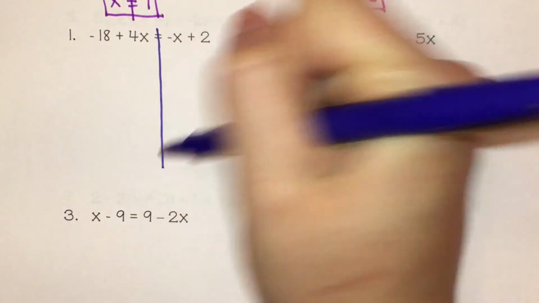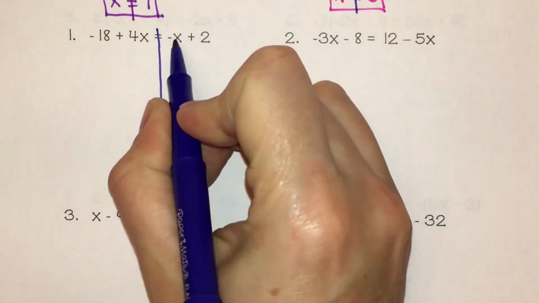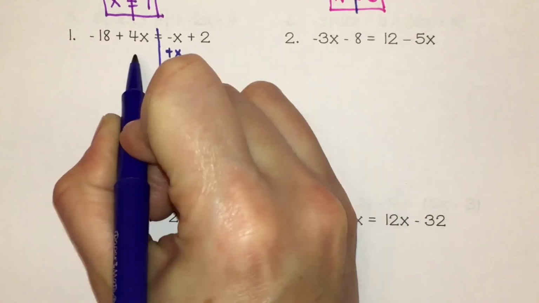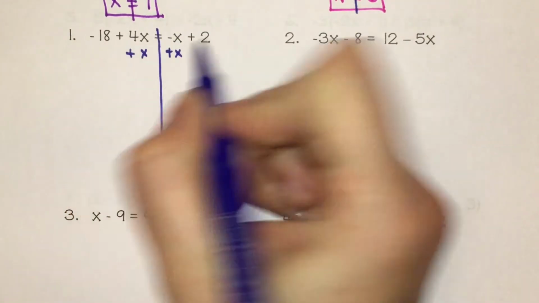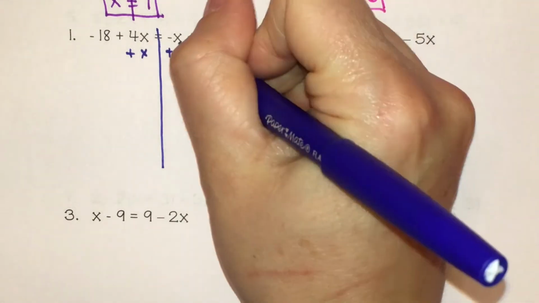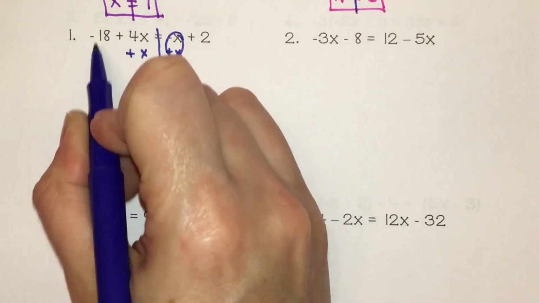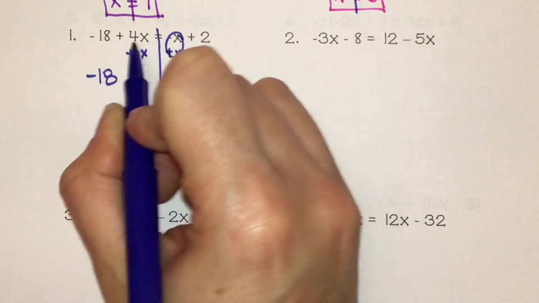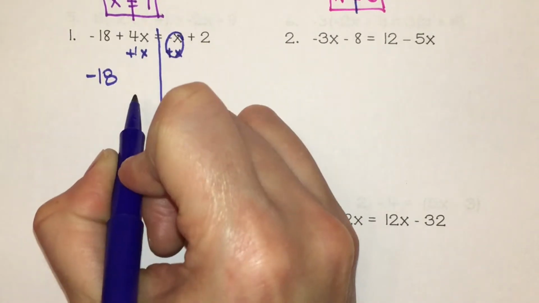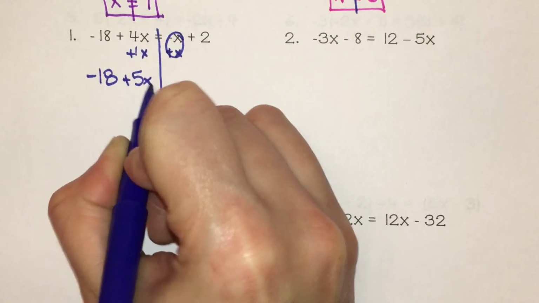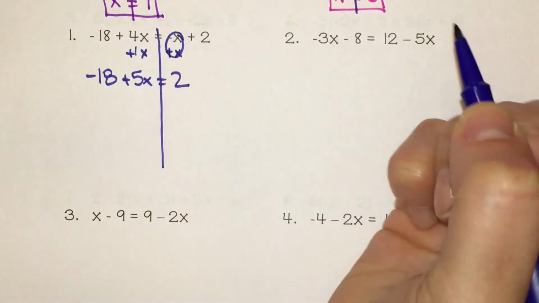All right, first one. I'm going to move my variables to the same side. So to move the negative x, I'm going to add x. Remember, that's the same thing as adding 1x. Negative x plus x is 0. I'm going to bring down this negative 18. 4x plus x, or 1x, gives me 5x equals 2.